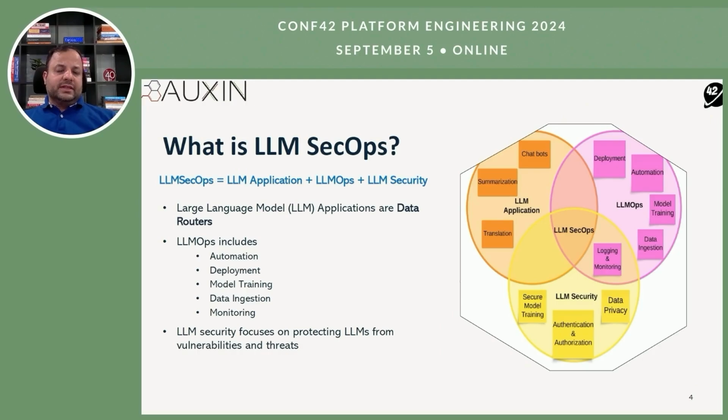The talk title is LLM SecOps, and I like to put that together through the Venn diagram we have on the screen. LLM applications usually take the form of chatbots that do summarization and translation. Basically, they are things used by machines or users based on the principle of a question or query, and there is a response. But there's much more than that.